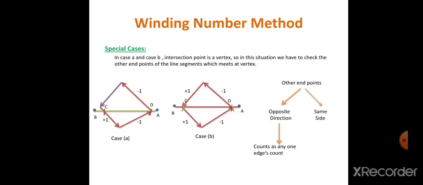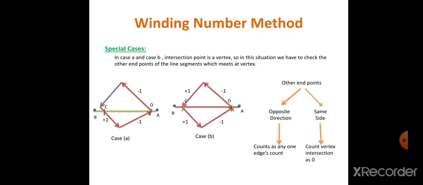If they are on the same side, then we have to count that vertex intersection as a 0. Whenever both points are on the same side, we will consider it as a 0. If they are on opposite sides, then we have to consider any one of them.